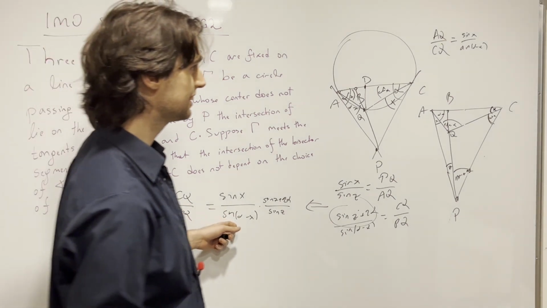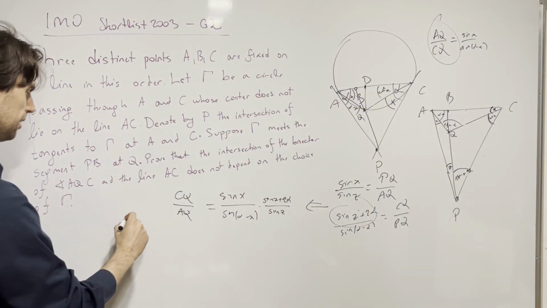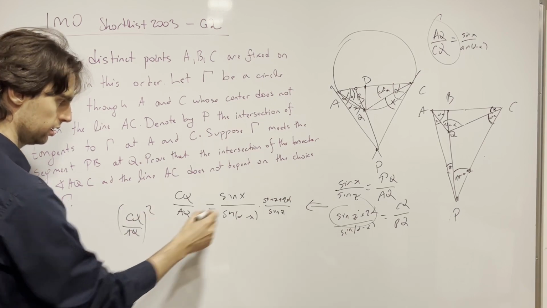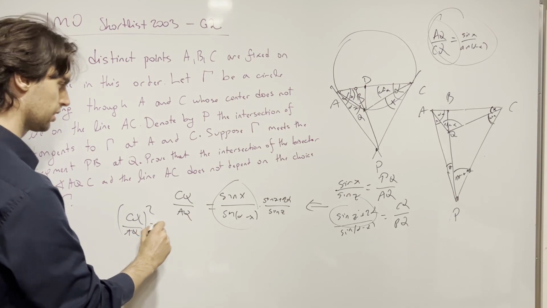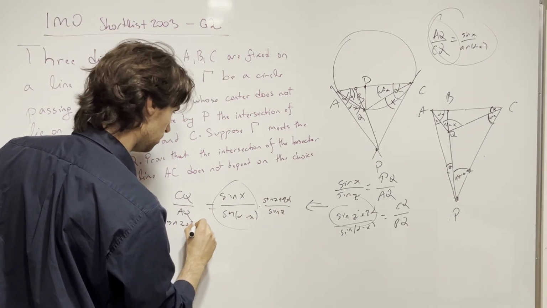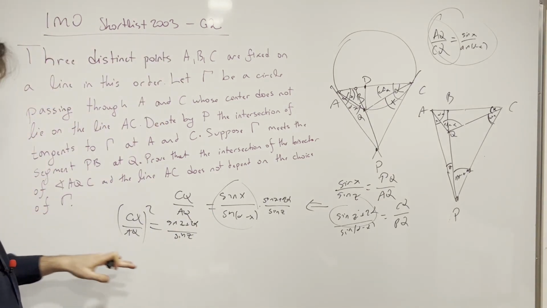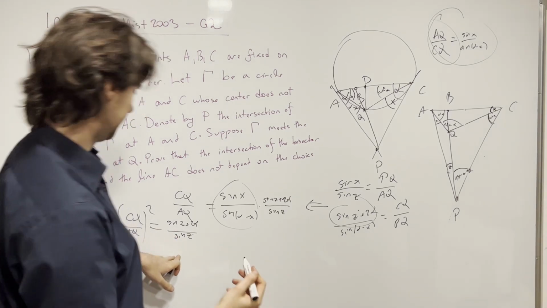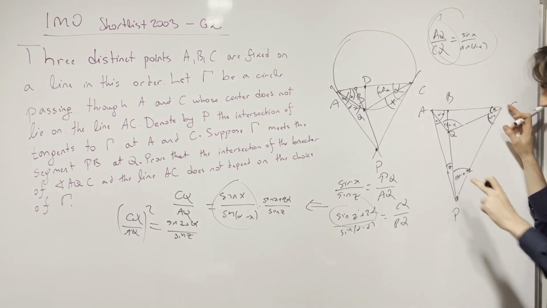But now I know this thing is equal to AQ over CQ. So I have CQ over AQ squared, once I substitute this for this, is going to equal sine of z plus 2 alpha over sine of z. Okay? Now, this is also a way for us to evaluate AQ over CQ.